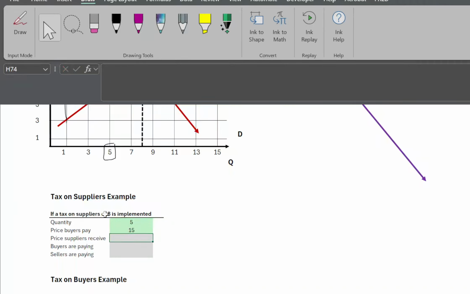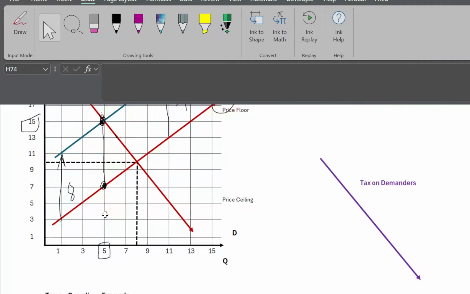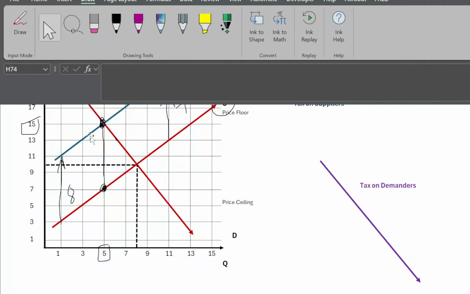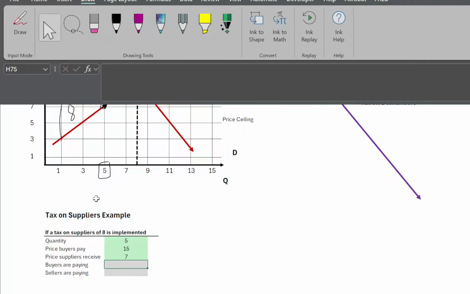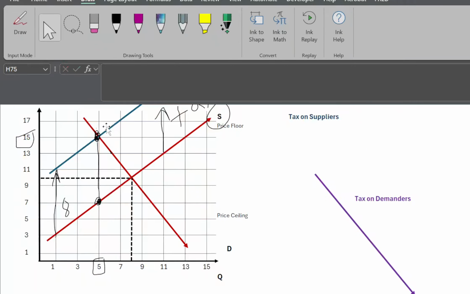The price that suppliers receive, well, that 15, part of it's going to tax. The suppliers are receiving 7 to cover the cost, because that 8 right away goes to the government. They're not receiving that 8. They're receiving the 7. So the buyers pay 15. 7 of it goes to the suppliers, and 8 of it goes to the government.